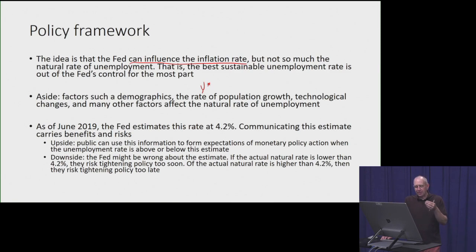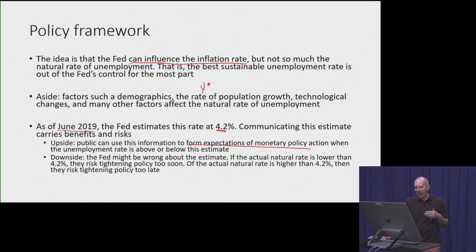But still, they mention this. They do talk about it. So as of June 2019, the Fed thinks the best unemployment rate the economy can do, the maximum sustainable unemployment rate, is 4.2%. Now, communicating this, though, has both upside and downside. So on the upside, once the public knows this, we can form expectations of monetary policy when the unemployment rate is above or below.